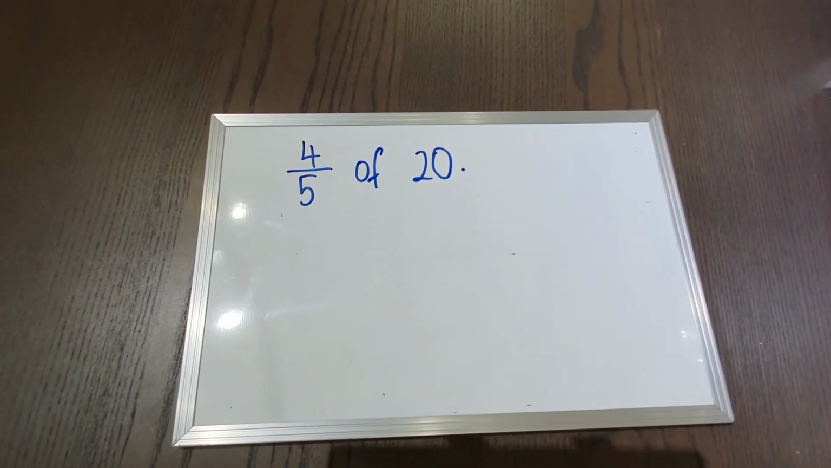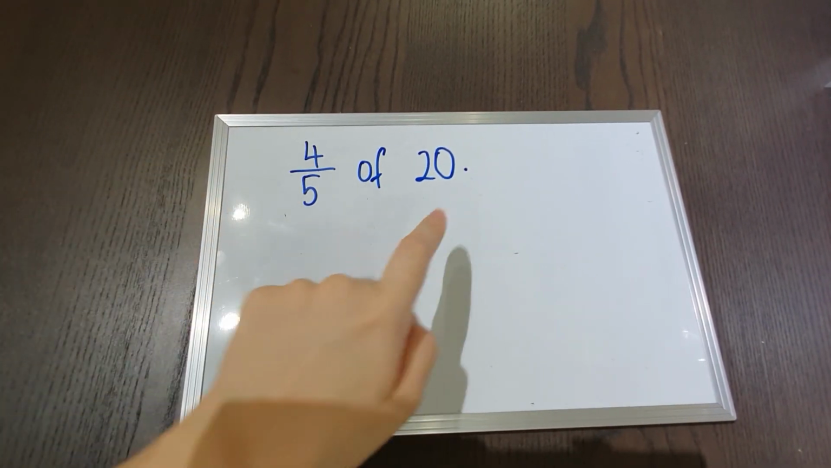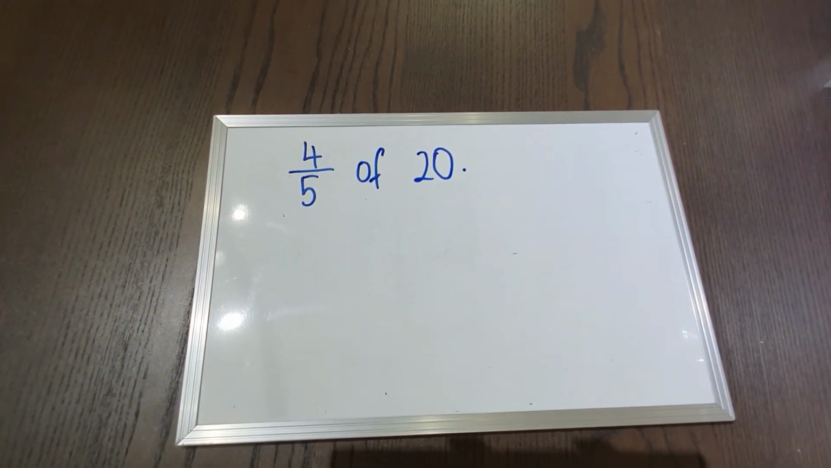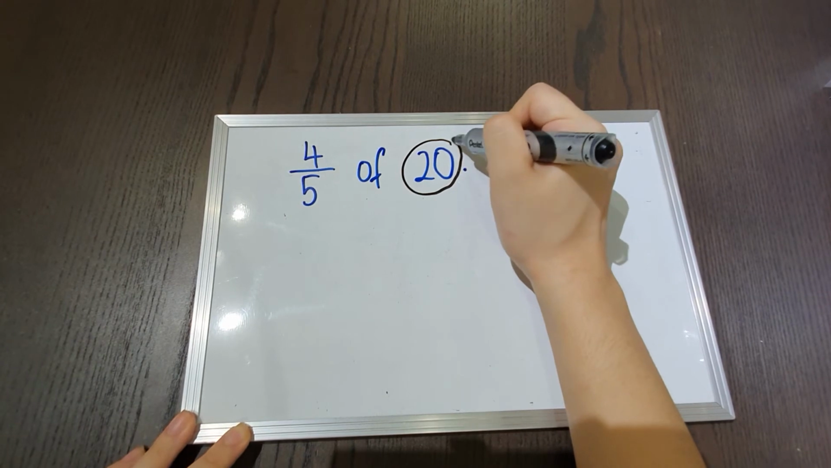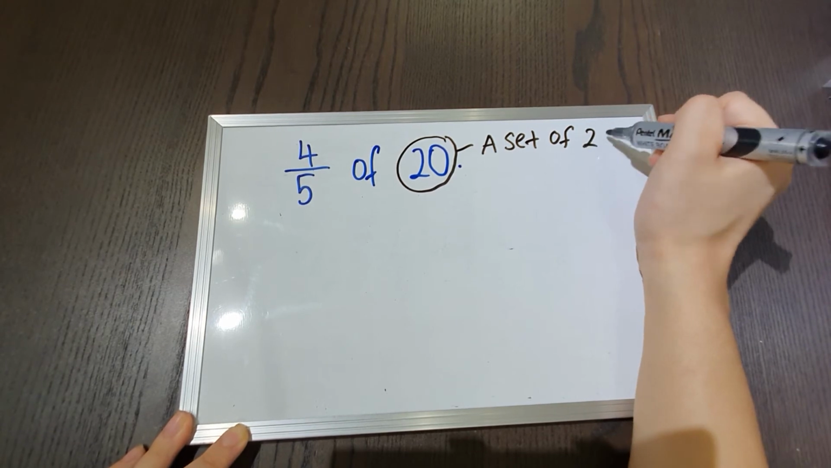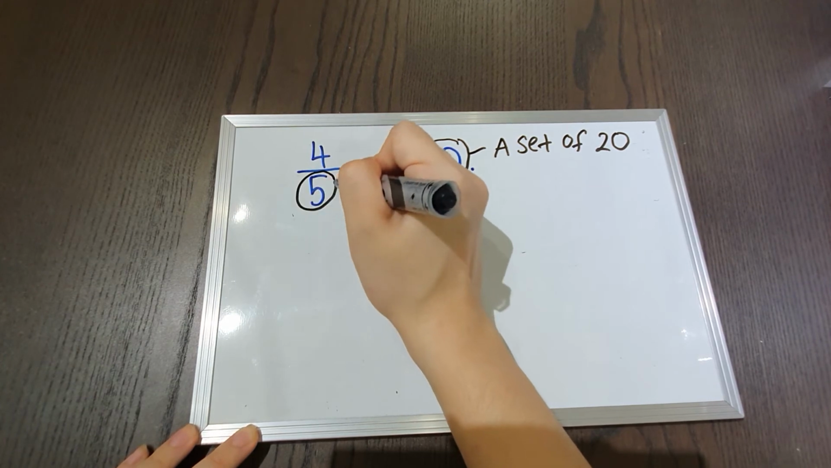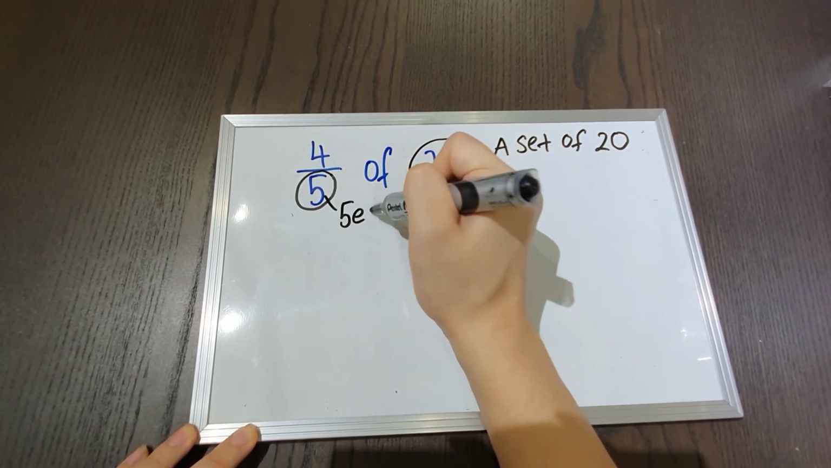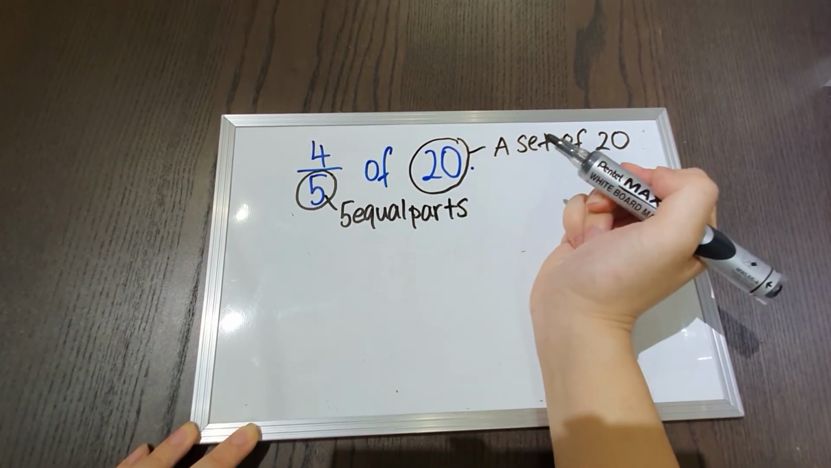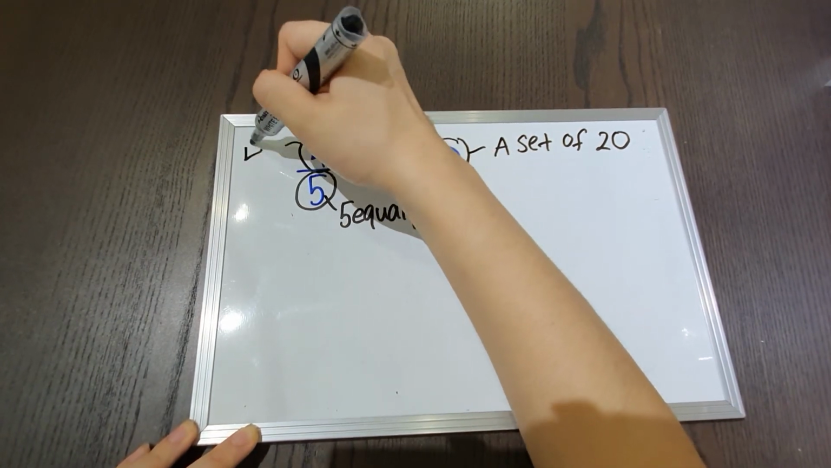Now, let's look at another question. How do I find 4/5 of 20? What does 4/5 of 20 mean? Meaning, I have 20 items in a set, which means I have a set of 20. Okay? And I'm going to divide into 5 equal parts. But I'm only interested and required to find 4 groups.